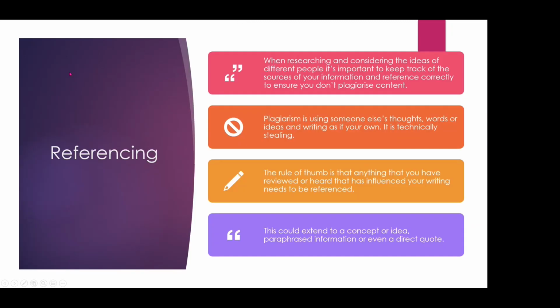Okay. We're switching gears and moving on to referencing. So what is referencing and why do we do it? When researching and considering the ideas of different people, it's important to keep track of the sources of your information and reference correctly to ensure you don't plagiarize content. So what does plagiarize mean? Plagiarism is using someone else's thoughts, words, or ideas and writing them as if they were your own.